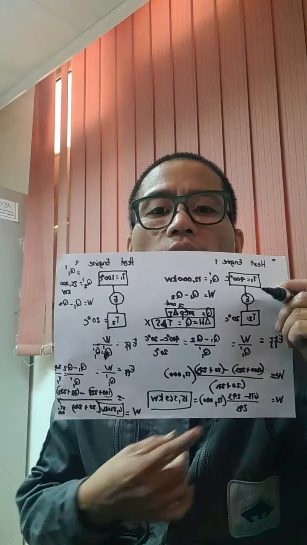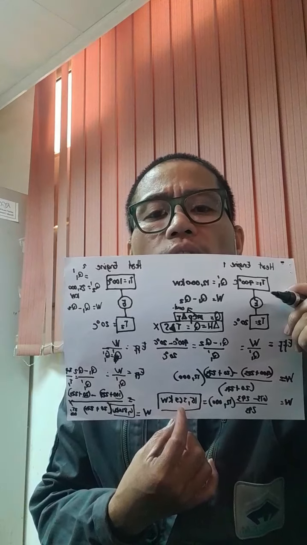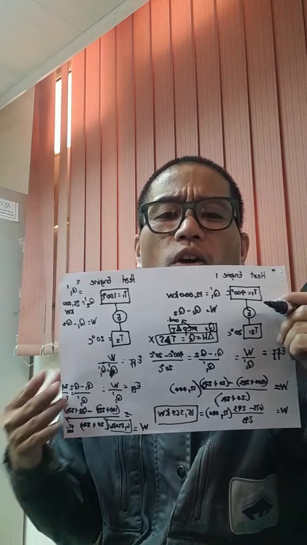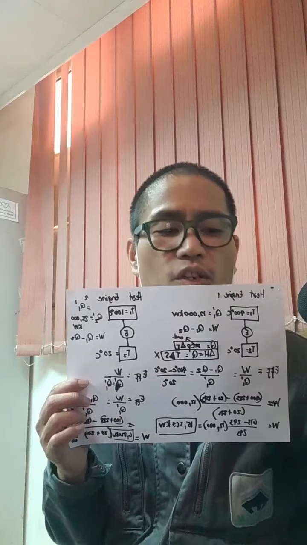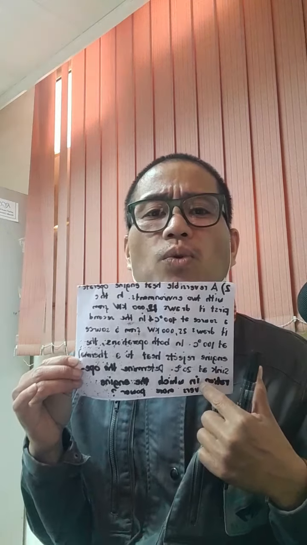So the second is 6,825 kilowatts, and the other one is 15,563. It is heat engine one that will operate with more power, that delivers more power. So it answers the question: determine which operation involves more power between the two. Heat engine number one delivers 15,563 kilowatts, and heat engine number two only 6,825 kilowatts. So heat engine one delivers more power compared to heat engine number two.